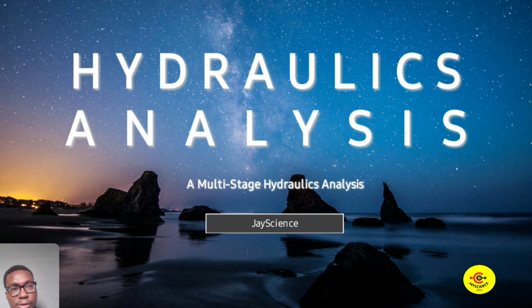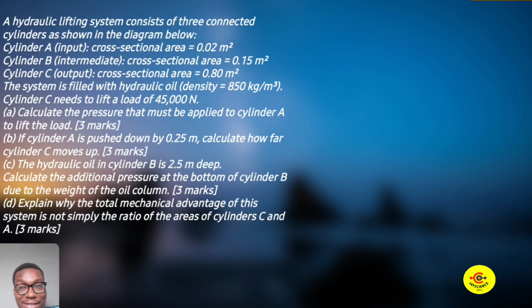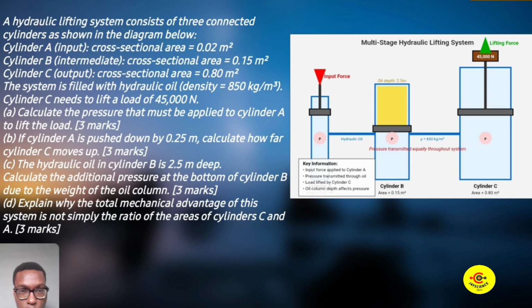Now, this particular problem showcases real-world hydraulic engineering, and it's designed to help you put all that you have learned on the particle model into practice. So we'll be dealing with some practical problems here. Now, this is a 3-stage hydraulic system that needs to lift 45,000 newtons. That's roughly the weight of a small car. So feel free to pause this video and then go through the questions.